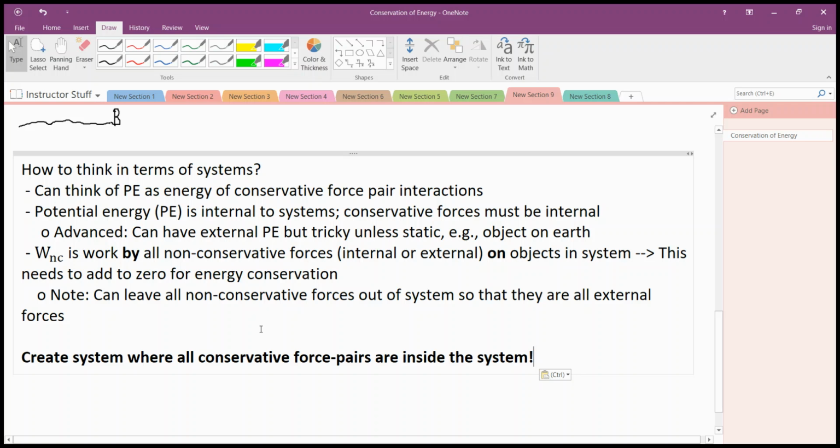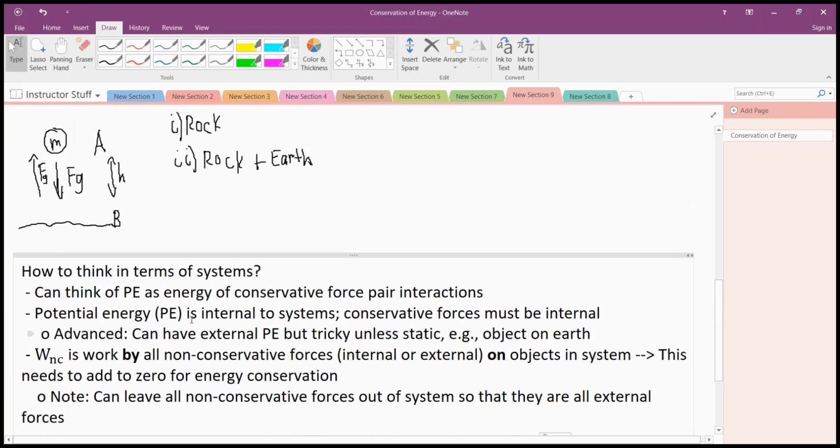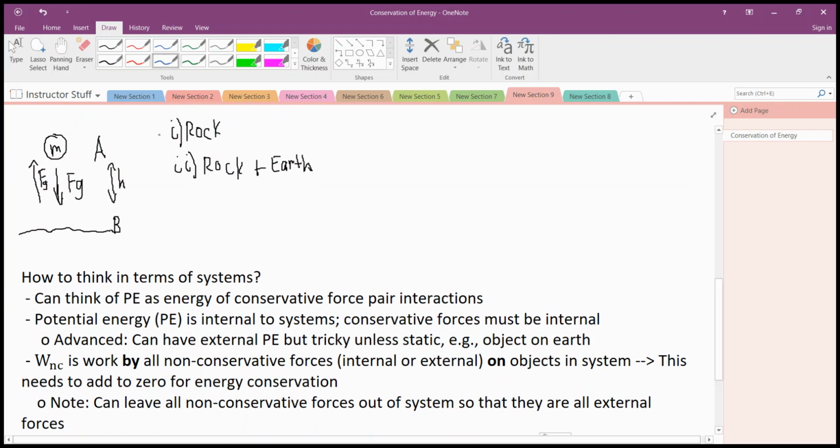This then tells us how we should think about systems of energy conservation. What we want to do is create a system where all the conservative force pairs are inside the system. And optionally, we can leave all the non-conservative forces out of the system so that they are external forces. So, looking back at this example again, if I choose system 1 of the rock alone, then the gravitational forces are outside my system. They are doing work on the system to change the kinetic energy. Energy is not conserved in this system.